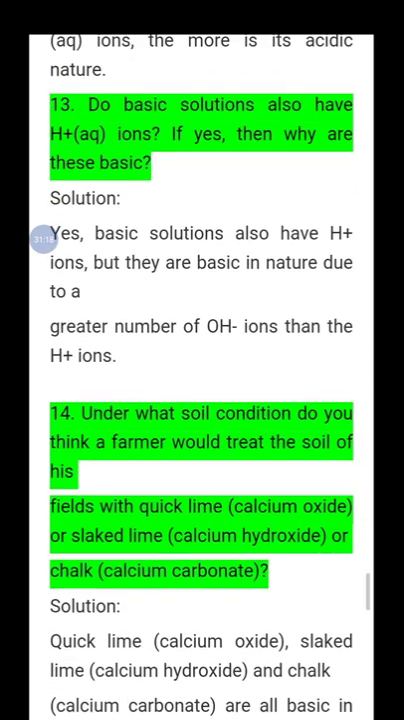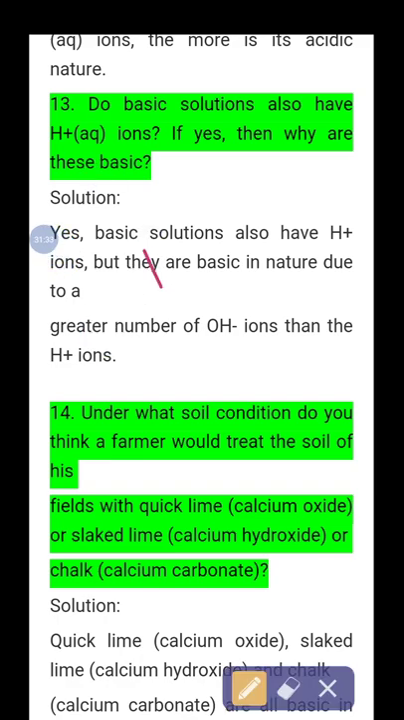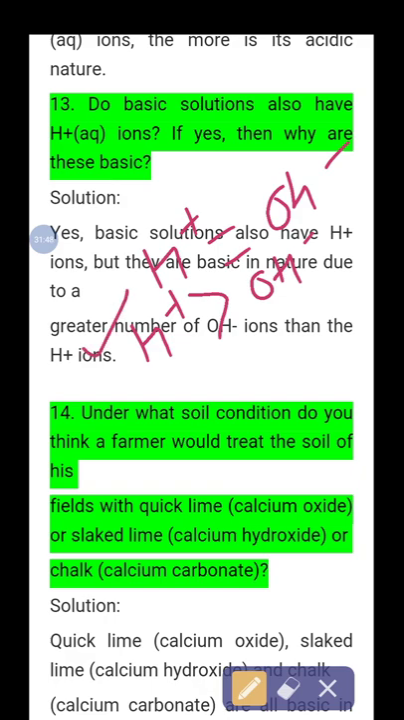Do basic solutions also have hydrogen ions in aqueous solution? If yes, then why are they basic? Basic solutions also have hydrogen ions, but they are basic in nature due to a greater number of OH ions than hydrogen ions. If these are equal, then the compound is neutral. If the concentration of H ion is greater than OH ion, it is acidic in nature. If the concentration of H ion is less than OH ion, then OH ion is greater and it is basic in nature.